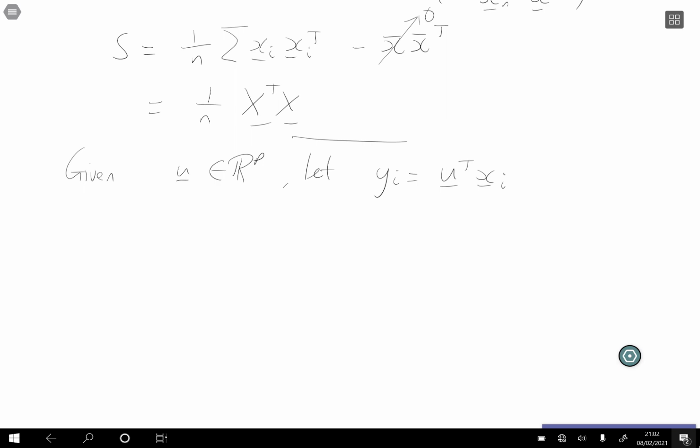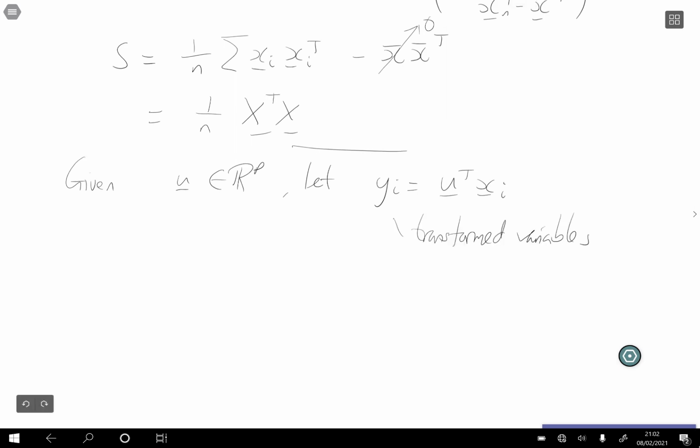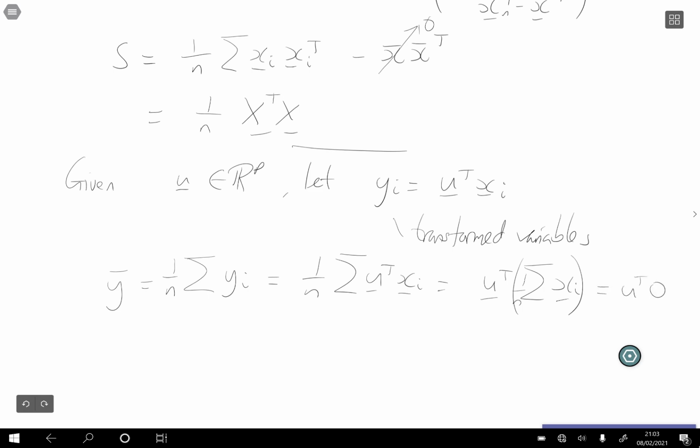So just a few things to notice about our transformed variables. The first is that y bar is the sum of yi, 1 over n. Well, that is just 1 over n, the sum of u transposed xi, which is u transposed times the sum of xi over n, but we said the data have been column centered, so this is just u transposed 0, so it's 0. So the sample mean of our transformed variables is 0.